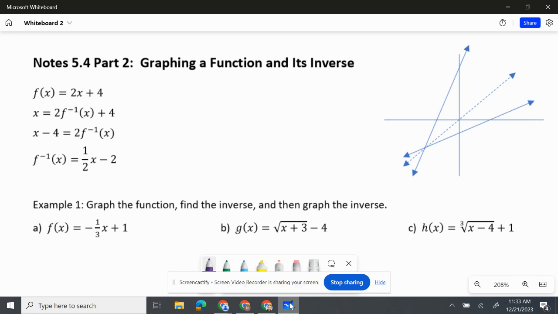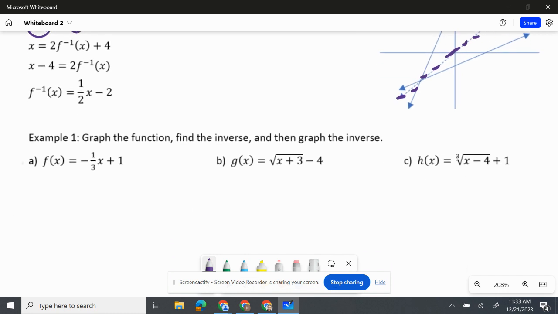What we're going to do is graph the function, find its inverse, and then graph the inverse. Now remember that whenever we're finding the inverse, what we're doing is switching our x and our y values. Since we're switching them, that means our axis of symmetry is always going to be y equals x, because that's the exact point where the two lines are equal.